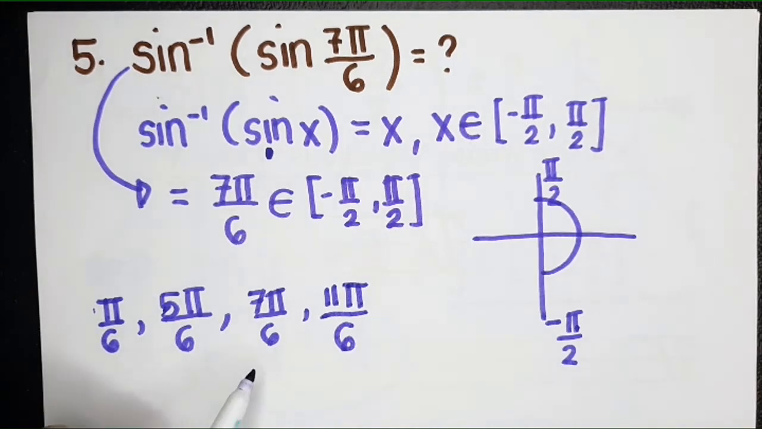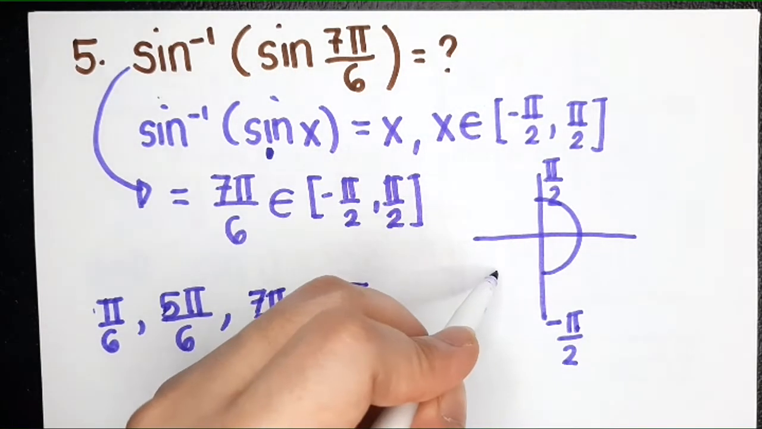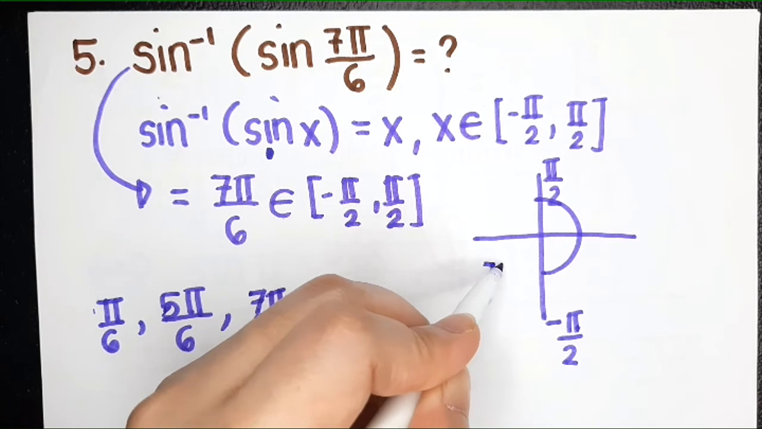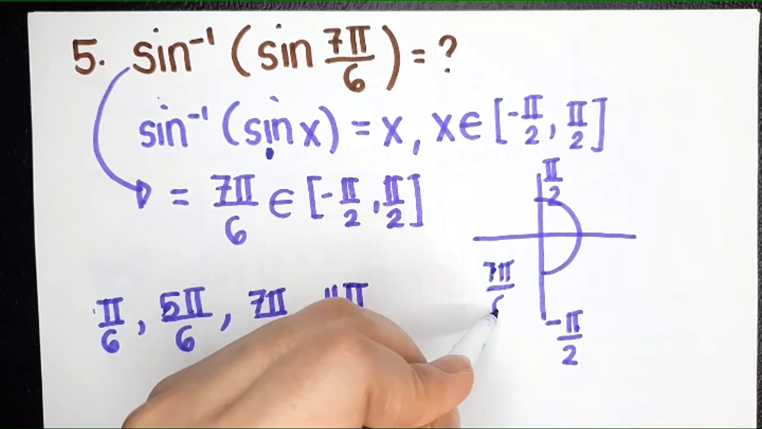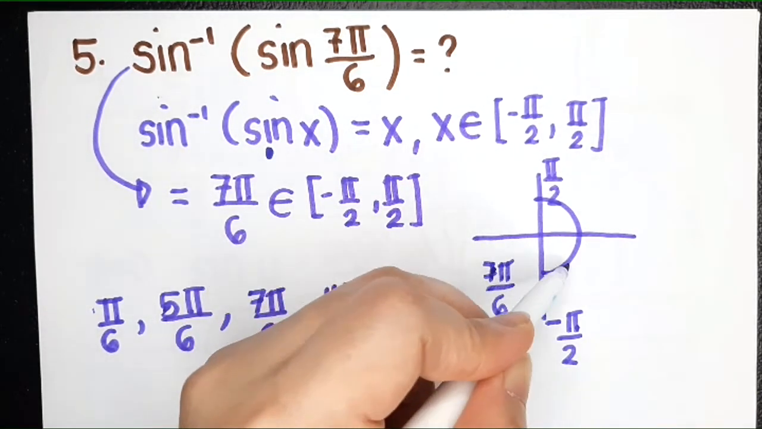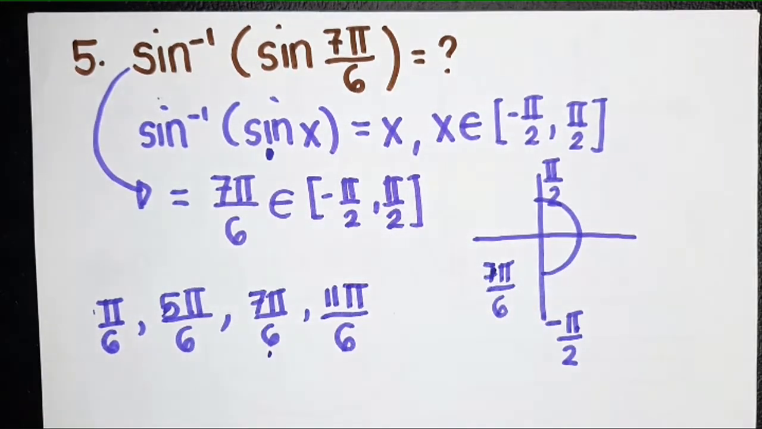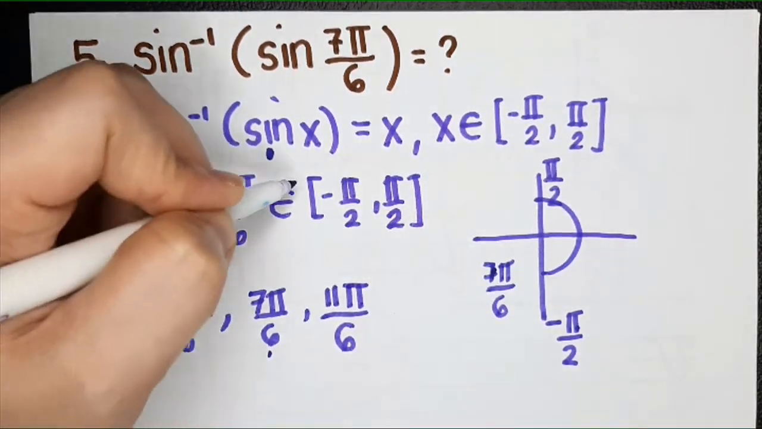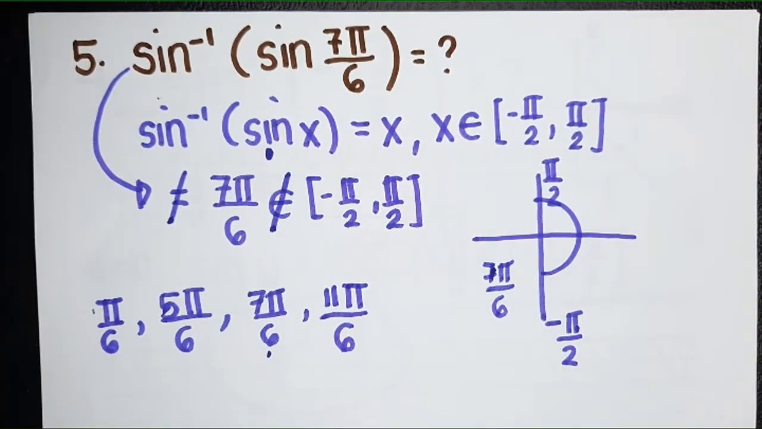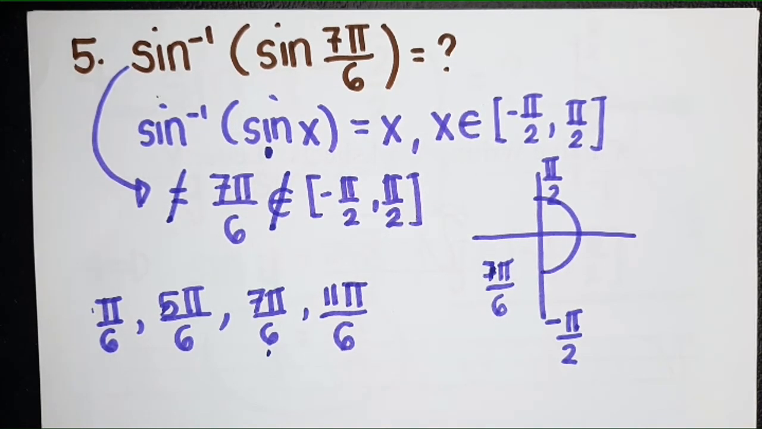So, nakita nyo naman, ang 7 pi over 6 ay nandito. Okay? Nandito ang 7 pi over 6. So, wala doon sa ating gustong interval. So, hindi 7 pi over 6 ang sagot natin dito. Okay? So, hindi yan. So, anong sagot? So, magsasolve tayo ng panibago. Hindi pwedeng no value agad.